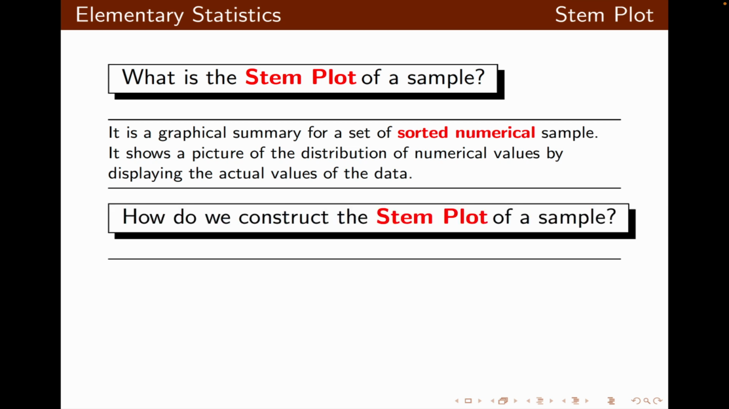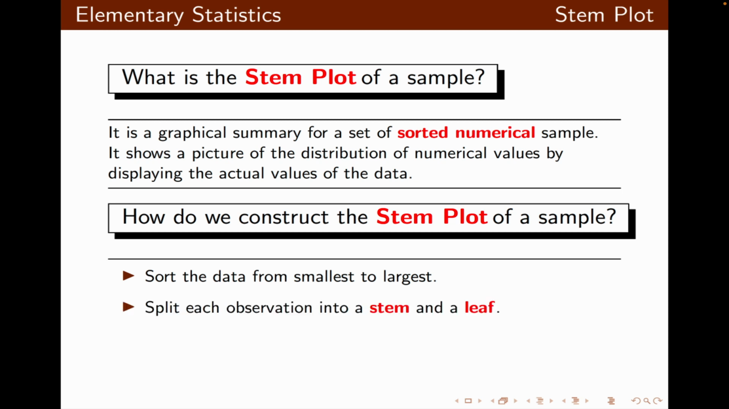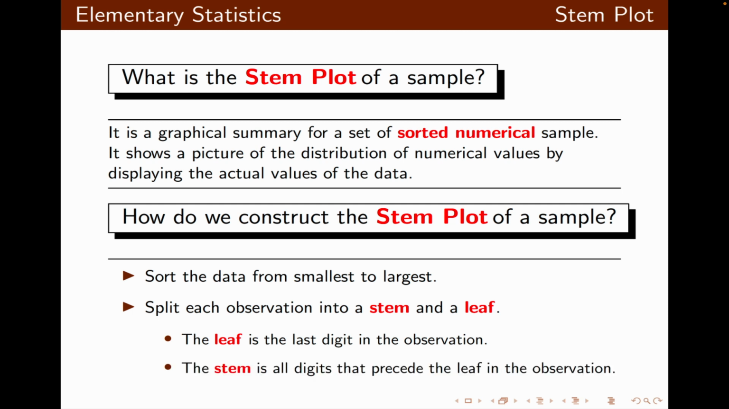How do we construct the stem plot of a sample? First, we need to make sure that we sort the data from smallest to largest. We split each observation into a stem and a leaf. The leaf is the last digit in the observation, and a stem is all the digits that come before the leaf in the observation.